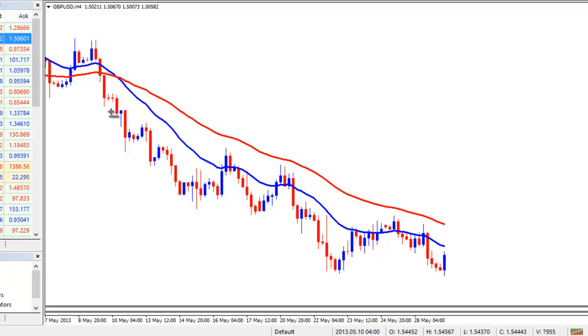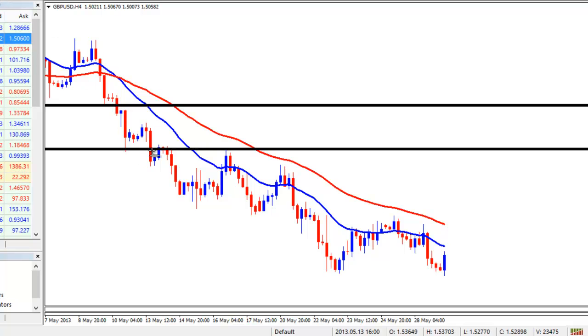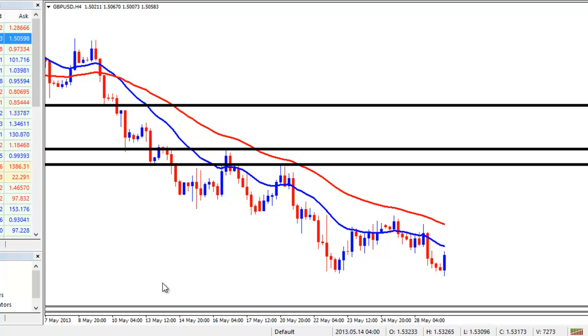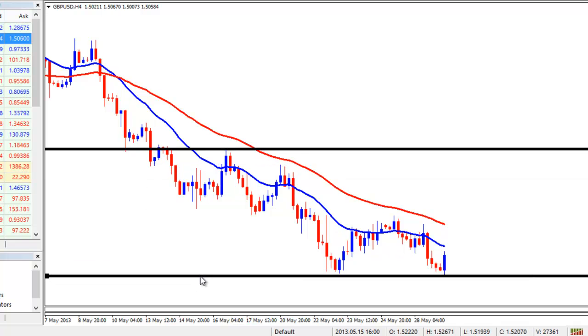If we do that now, we can see we've got a level of support here, here, and here. And we can see, first of all, this first level that I've drawn in, price broke straight through that level, never really came back to retest it, so there was no trading opportunity. If we delete that, we'll move on to the next horizontal level now. We're just going to focus on this level, so I'll clean this screen up a little bit.